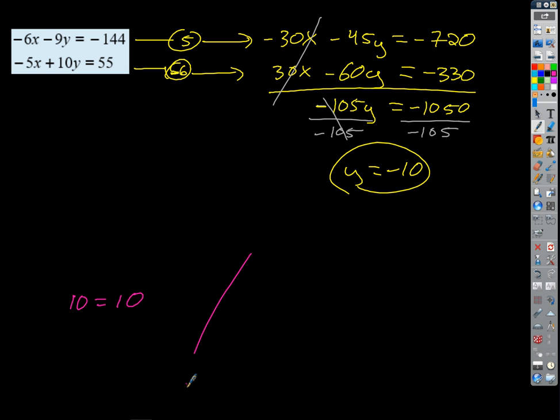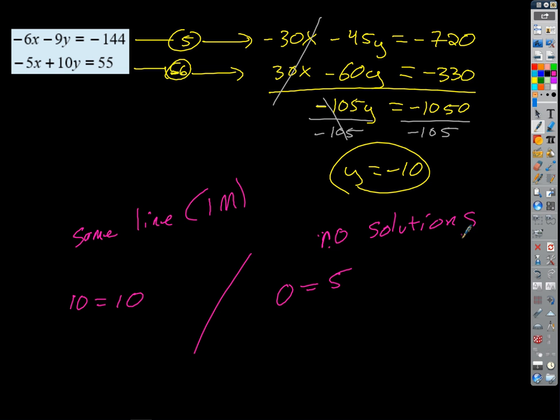What if instead I got something like, so that's same line, or in Moodle that would be infinitely many. What if I get the answer like 0 equals 5? No solution. That's never true, right? So in Moodle, on most of those questions, I think you have to put in NS.